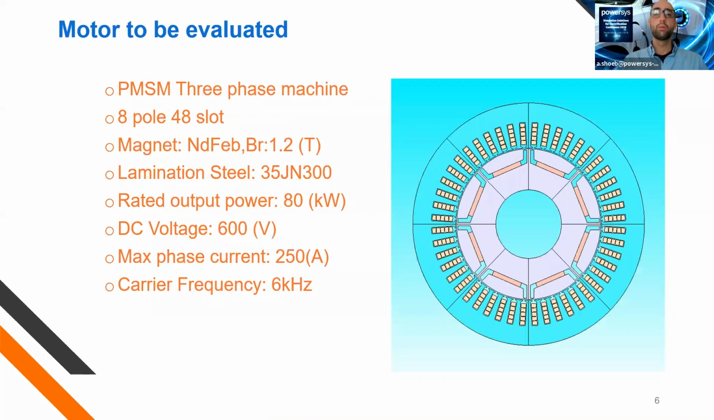So going quickly through the motor. The motor to be evaluated is a 3-phase PMSM. It's 8 poles, 48 slots. The rated output power is around 80 kilowatts. The DC voltage is 600 volts with a maximum phase current of 250 amperes and a carrier frequency of 6 kilohertz.